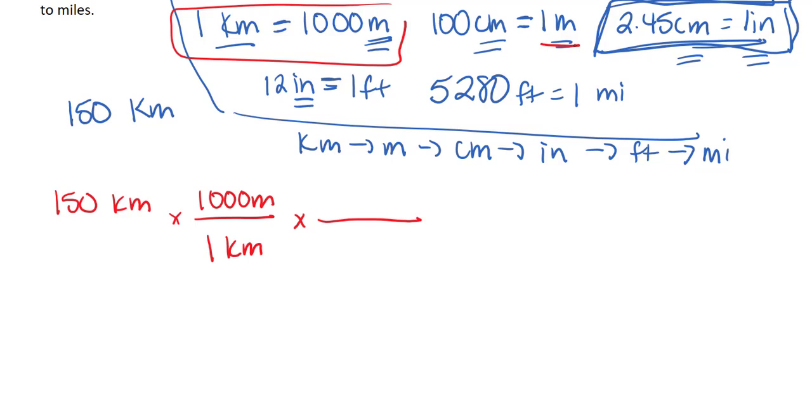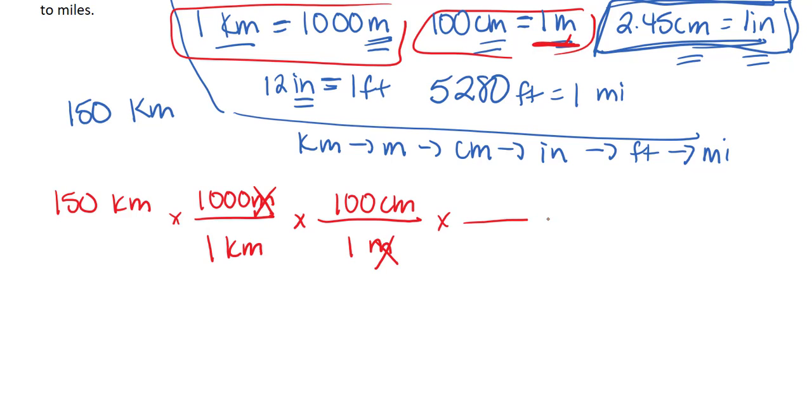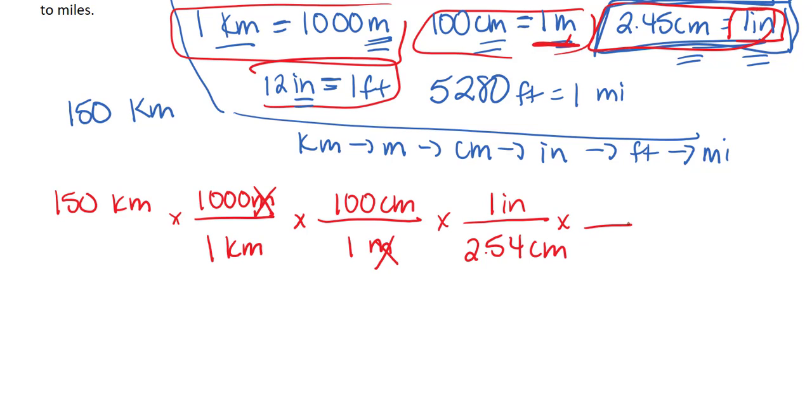Then we're going to take this 1 meter, because we need to get this unit gone, right? So whatever we do here, we're going to put that next unit on the bottom to get rid of it. And then we're left with 100 centimeters on the top. So we did that one. Now if we need to get centimeters on the bottom, we're going to use the 2.54 centimeters to 1 inch. So we did that one. And then we have 12 inches is equal to 1 foot. And 5,280 feet is equal to 1 mile.